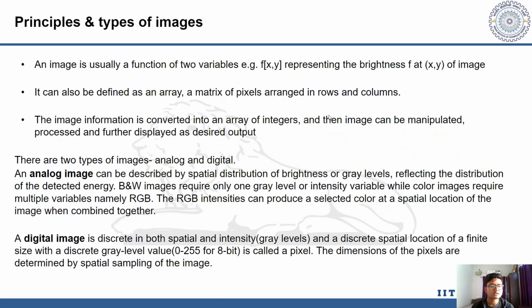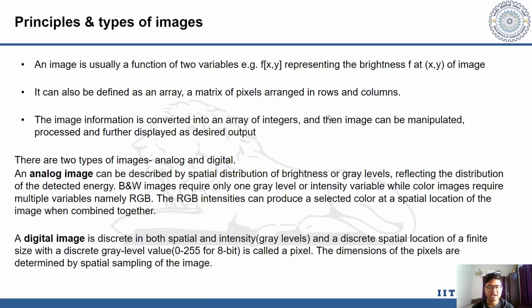So, the principles of biomedical image processing and what types of images we have. An image is usually a function of two variables, for example f(x,y), where f denotes the brightness of the image and x,y is the location. It can also be defined as an array, a matrix of pixels arranged in rows and columns, and the image information is converted into an array of integers, and then the image can be manipulated, processed, and further displayed as desired output. So basically there are two types of images, analog and digital.